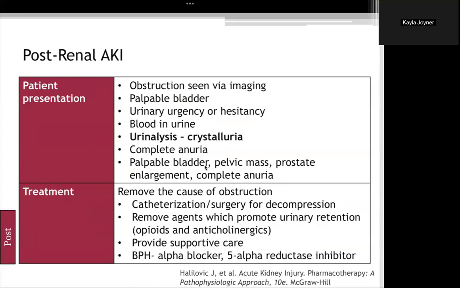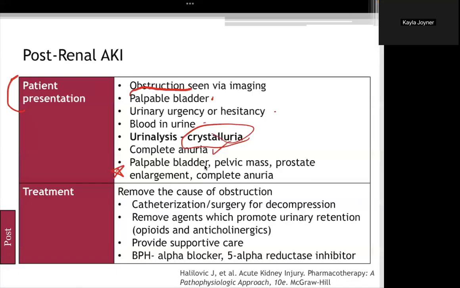So in post-renal, the way the patient presents is typically you can see obstruction via imaging. You'll also see things like a palpable bladder, urinary urgency and hesitancy, often blood in the urine, and in their urinalysis, they'll see crystalluria. A lot of patients will even have complete anuria where they can't pee at all, but they have a feeling of enlargement. Again, these are some things we'll see on the physical exam, such as a palpable bladder, a pelvic mass, prostate enlargement, and then complete anuria.